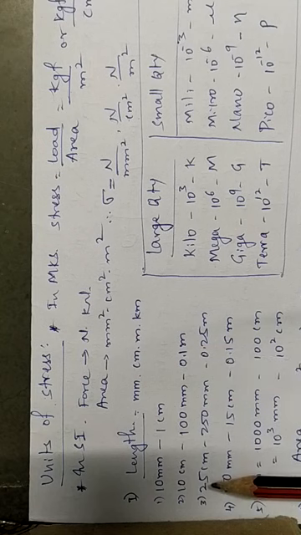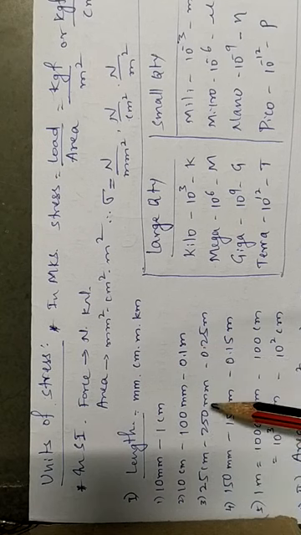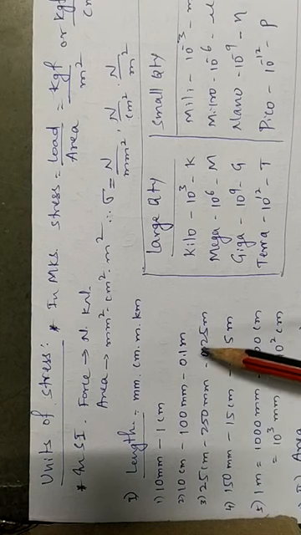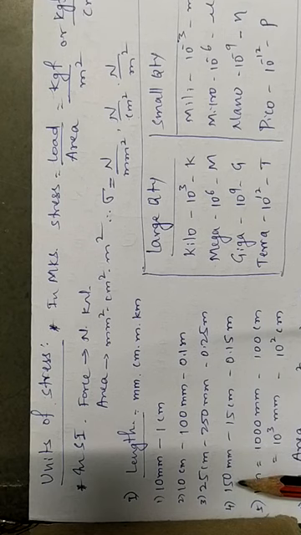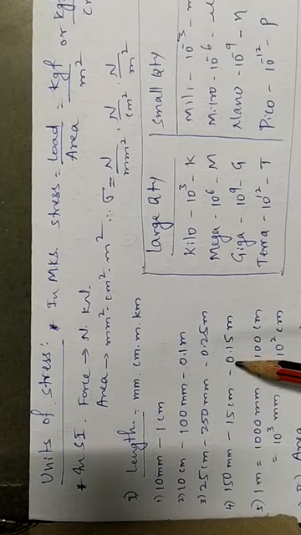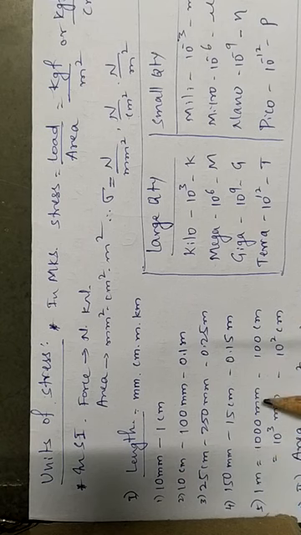If the reading is 25 centimeter, that is 250 mm, 25 into 10; in terms of meter, 0.25. Similarly, if your length is 150 mm, in terms of centimeter it is 15 centimeter, and in terms of meter, 0.15 meter. And 1 meter is 1000 mm and 100 centimeter. Remember, 1 meter is equal to 1000 mm, 100 centimeter, that is 10 raised to 3 mm and 10 raised to 2 centimeter.